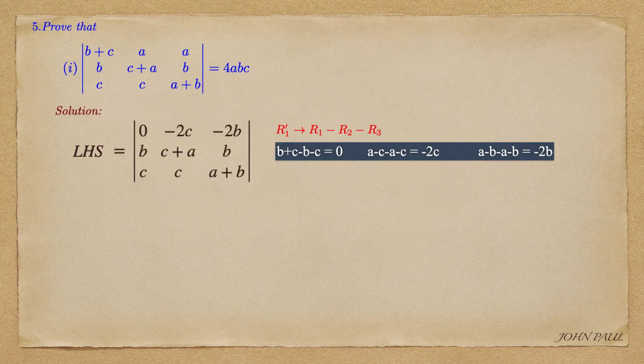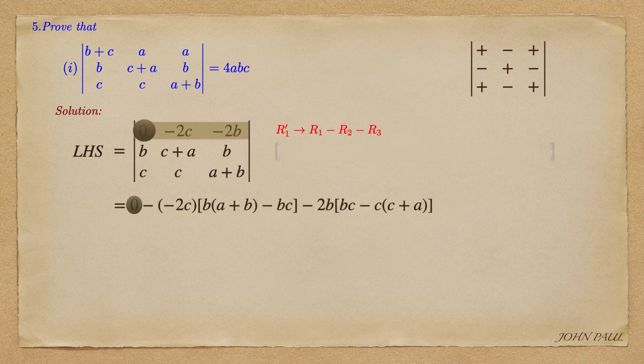Now we'll expand this by any one row or column. We'll take the first row and expand. While expanding, we know the property that we have to take alternately plus, minus, plus, minus. First one, 0 into the determinant. 0 into any number is going to become 0, so I'm not expanding; directly we wrote 0.